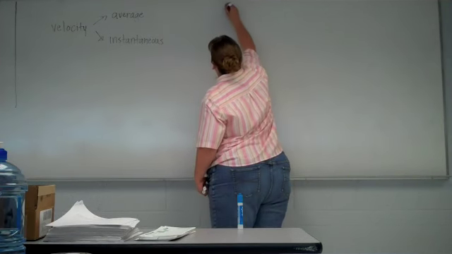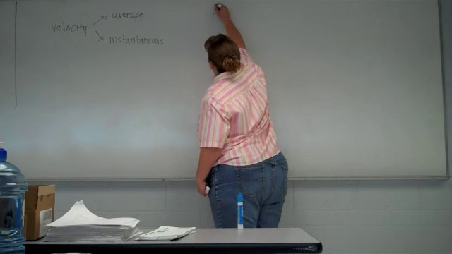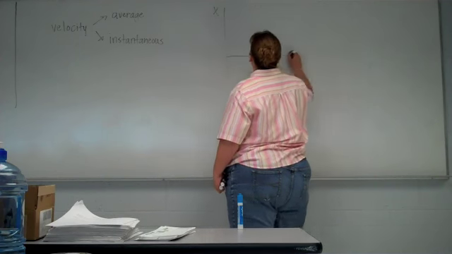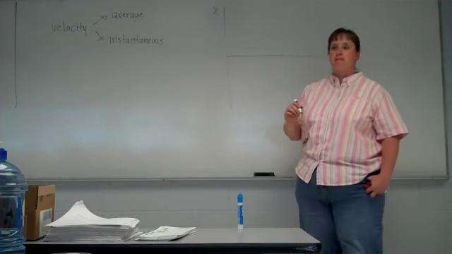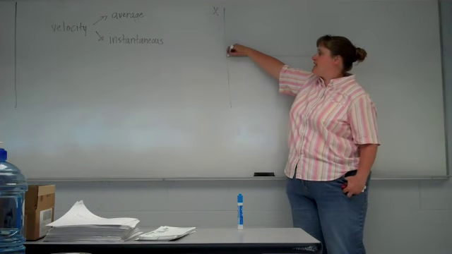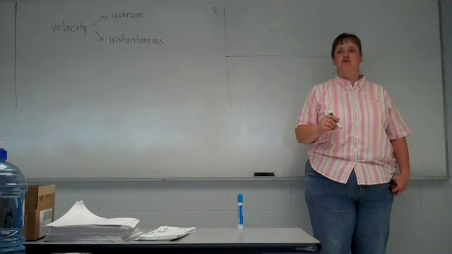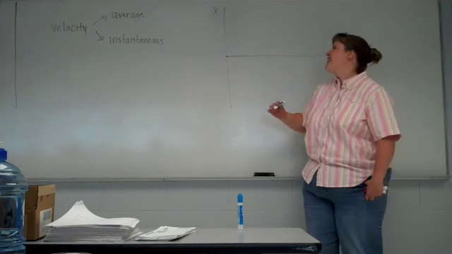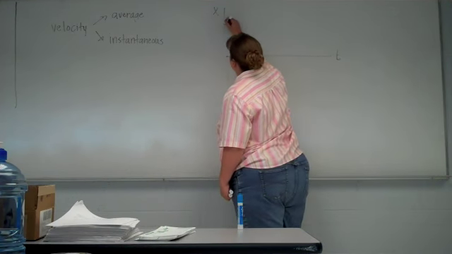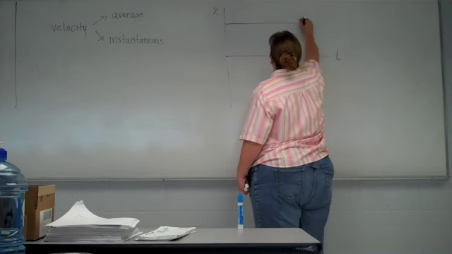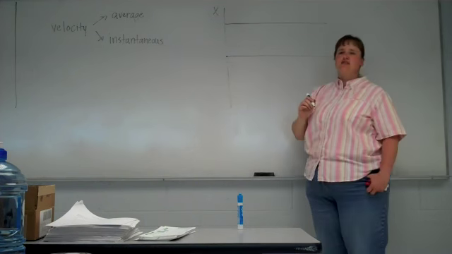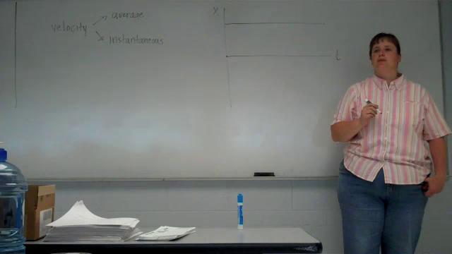Let's say we have a graph of our position as a function of time. So this point right here represents our origin, wherever we've chosen our home base to be. The graph looks like that. What can you tell me about our motion?